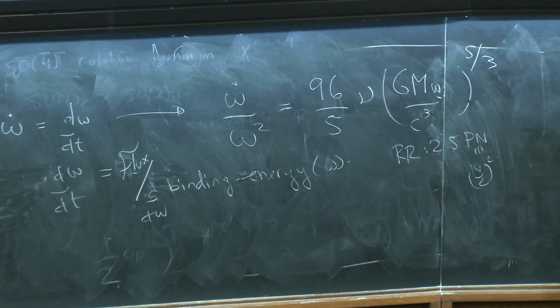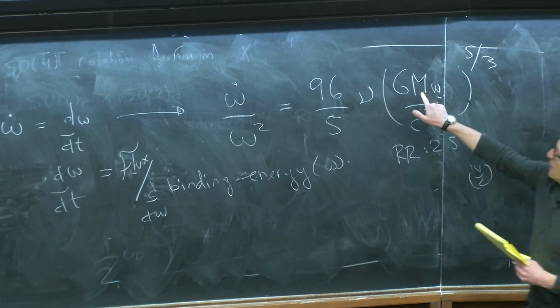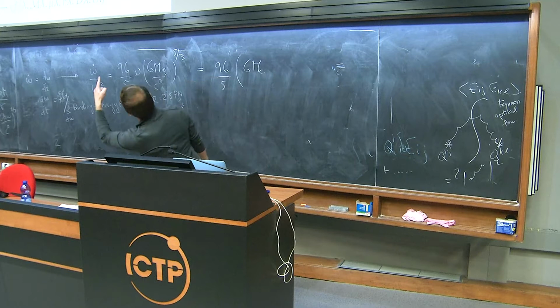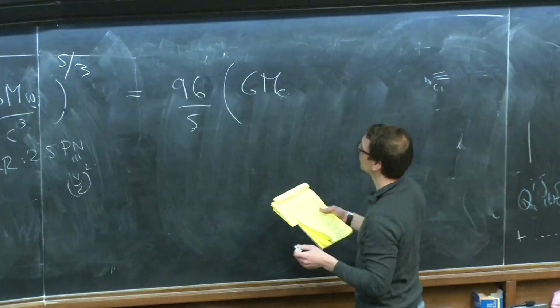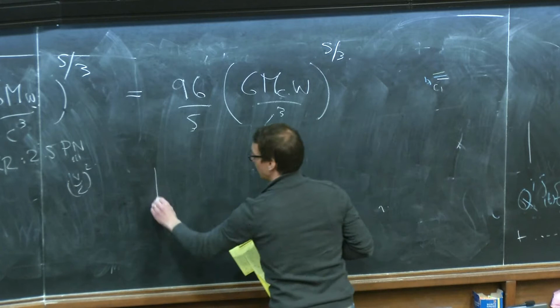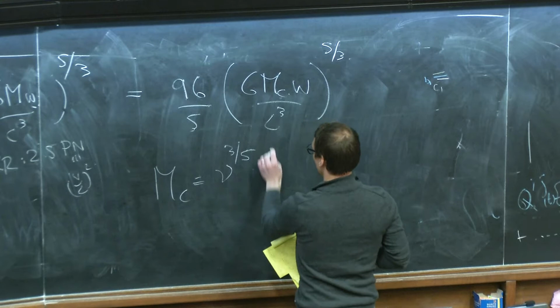Okay, so here we're almost done now. Now comes that famous chirp mass. The chirp mass comes because I rewrite this: you see there is a total M here, there's a nu here. So what people do, very smartly, is rewrite this in terms of something called the chirp mass. I'm going to call it M_c on the board. It's defined as nu to the 3/5 times the total mass, which is that combination up there.